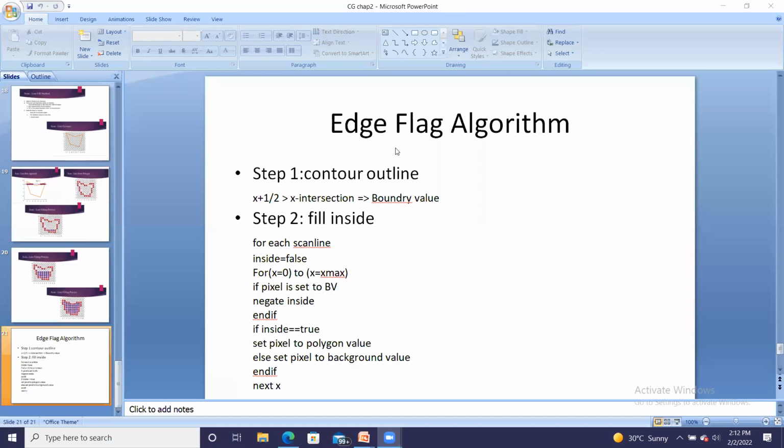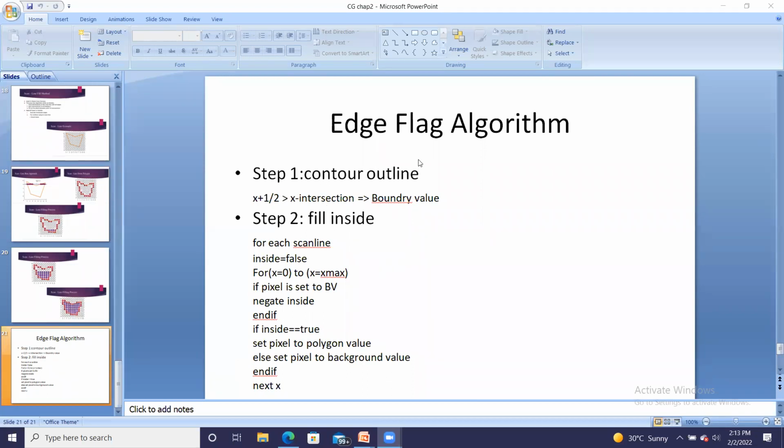So actually the time is up. Only 2 minutes are remaining. So let us stop for today. And only this point from the second chapter is remaining, which is edge flag algorithm. It will take hardly 5 to 7 minutes. Shall I continue for 5 minutes so that our second chapter will be over? Okay, ma'am. Okay, right. Thank you.